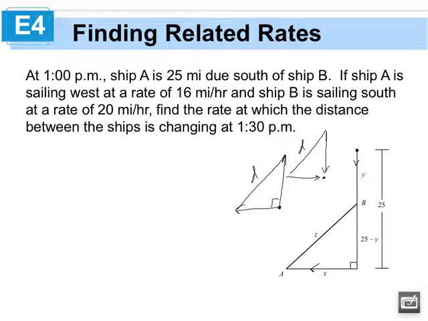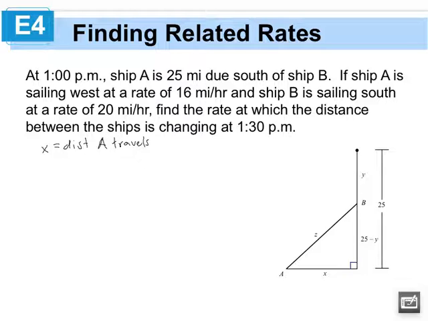We're going to do the non-collision one right now. I already have the picture. That's step one. Step two, I have to define the variables. So x is the distance A travels. Y is the distance B travels. Z is the distance between ships.